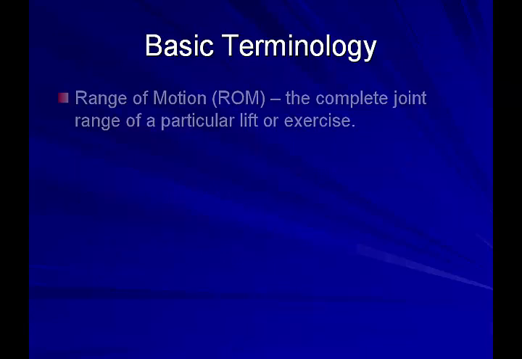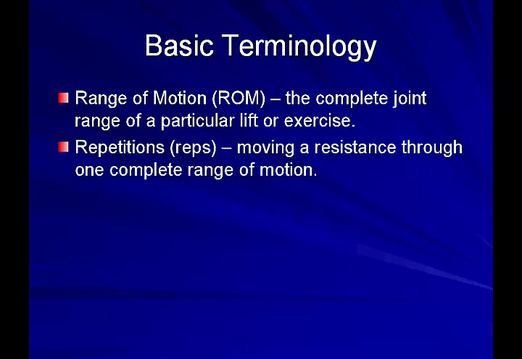The basic terminology includes terms like range of motion, or ROM, which is the complete joint range of a particular lift or exercise from the fully extended position to the fully flexed position, or vice versa. Repetitions, or reps, refer to moving a resistance through one complete range of motion. Sets refer to a series of repetitions. For example, a person might do one set of 12 bicep curls.